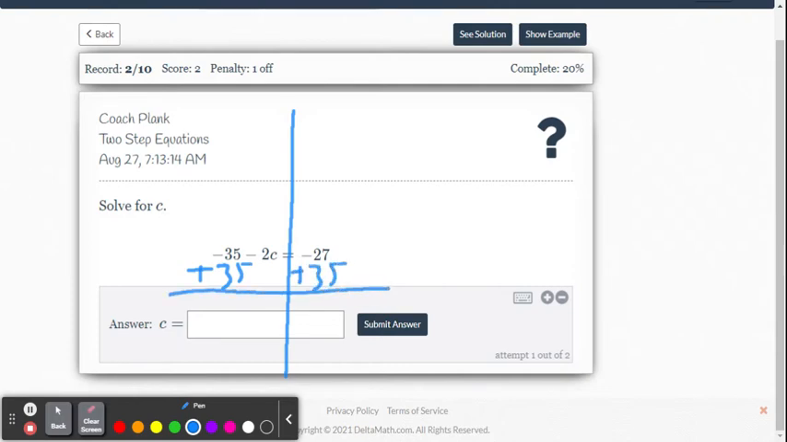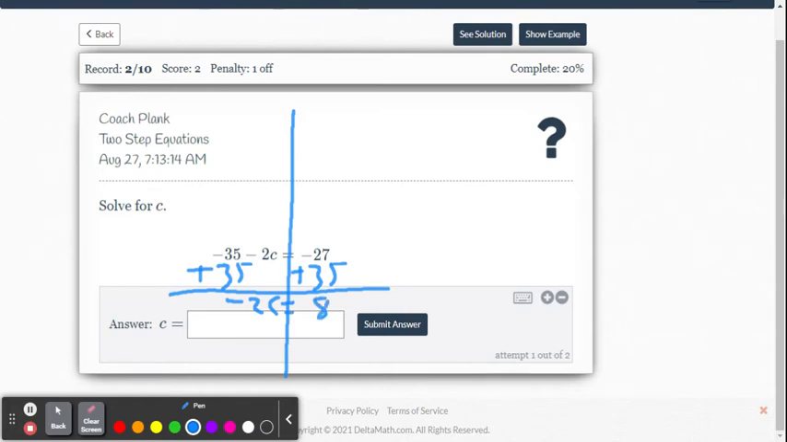So now you gotta be careful here. It's gonna be negative 2c. A lot of times students lose that negative sign there. So it's negative 2c equals negative 27 plus 35 is 8.